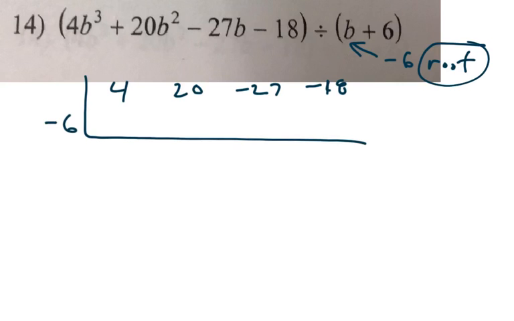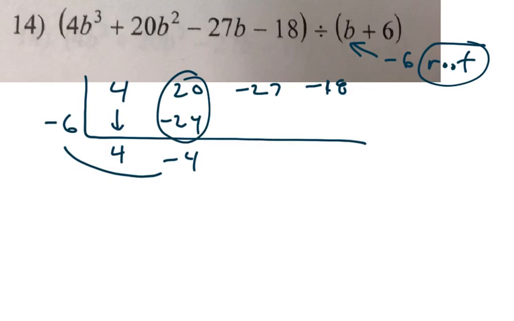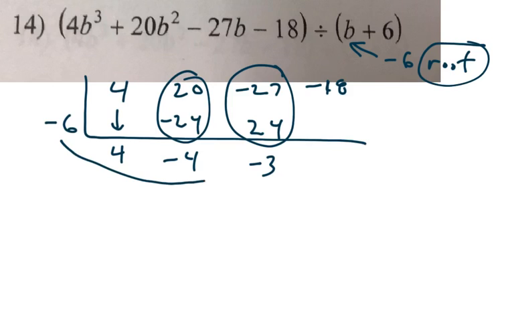Let's see what happens. We bring down the 4. When we multiply those together, we get negative 24 up here. 20 minus 24 is negative 4. Again, we're going to multiply those together. We're going to get positive 24. Notice positive. Watch your sign. Negative 27 plus 24 is negative 3. We're going to do it one more time. That's positive 18. We got a 0 remainder.